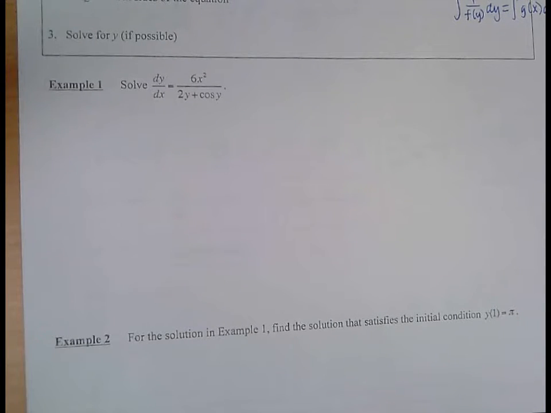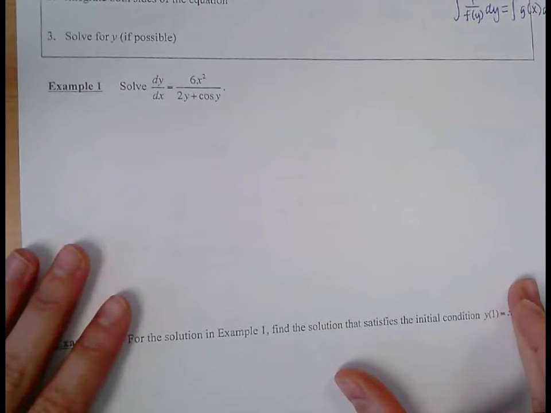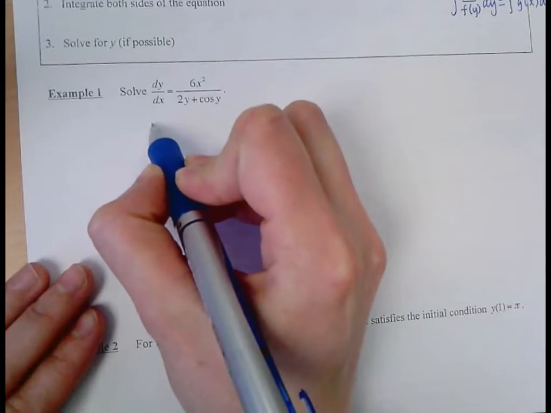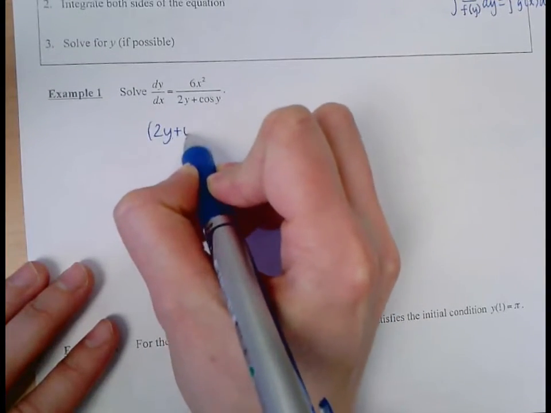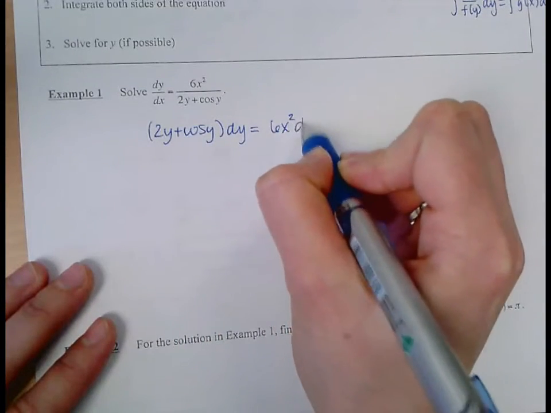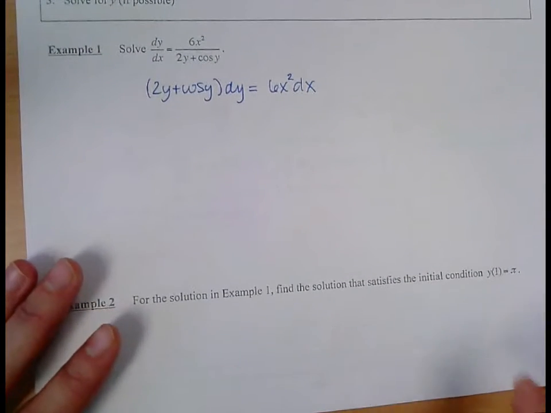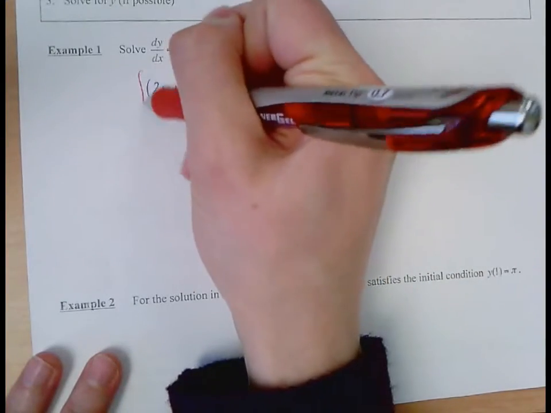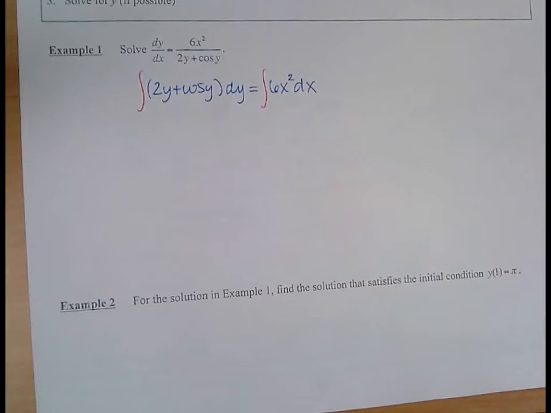How could we separate these? Yes, Jake. You're going to multiply dx by both sides, and you're also going to multiply 2y plus cosine. Yes, so you'd have 2y plus cosine y dy equals 6x squared dx. Okay, so that's what we just practiced. Separate the variables. Then step 2 when you're actually solving this is to integrate both sides. So I am now taking the integral of each side of my equation.